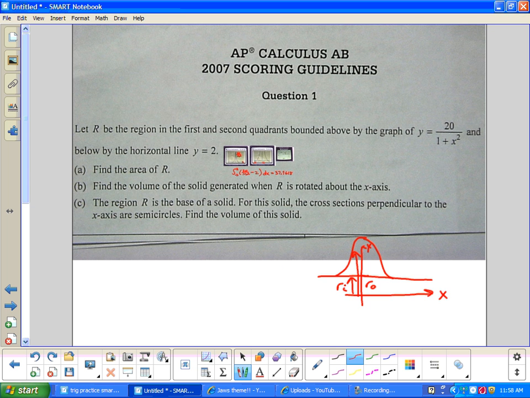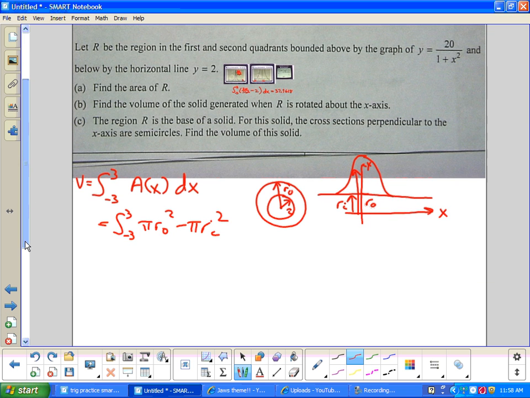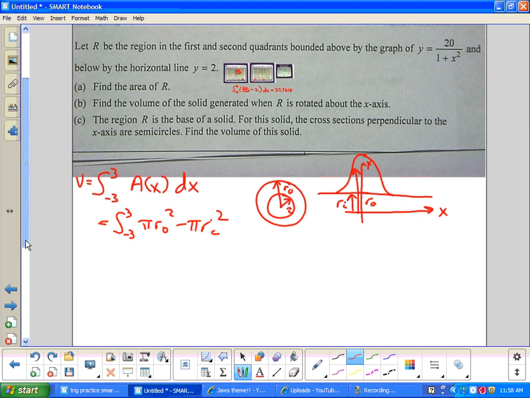And again, this is a washer situation. So again, even though I can go awfully quick, I know it's from negative 3 to 3, and I'm doing dx. You guys agree? Volume is going to be equal to that. And again, this is not exactly AP thought process, but I write this so I know I'm getting the right formula, and that'll really prove important on letter C coming up. And now I know this time RI is simply 2, and I know RO is the rational function 20 over 1 plus x squared.